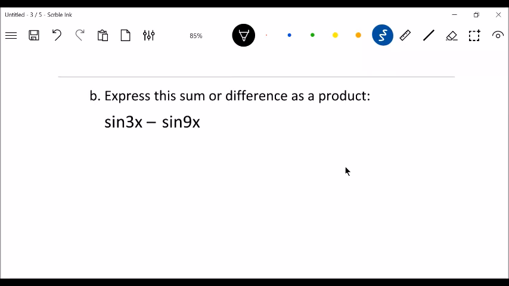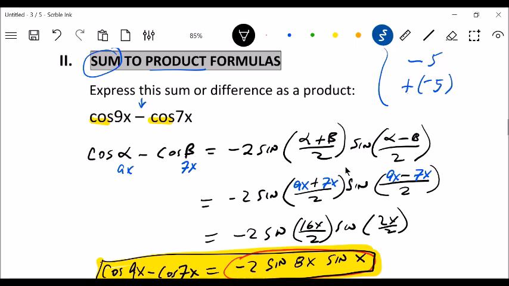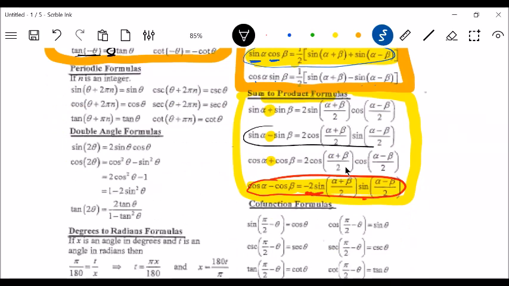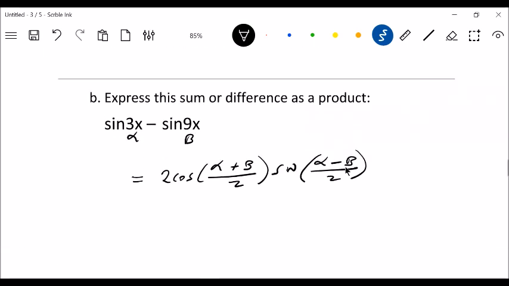All right, so in that case, again, we'll see 3x is alpha and 9x is beta. And the formula for that is 2 cosine alpha plus beta over 2 times the sine of alpha minus beta over 2. And that formula, again, that's sine minus sine. Let's go on way back up here and see. Okay, so sine minus sine, now we're using this one, and that's cosine, then sine, and it's plus and then minus. So back down here, it's cosine and then sine, and then plus and then minus on the inside.